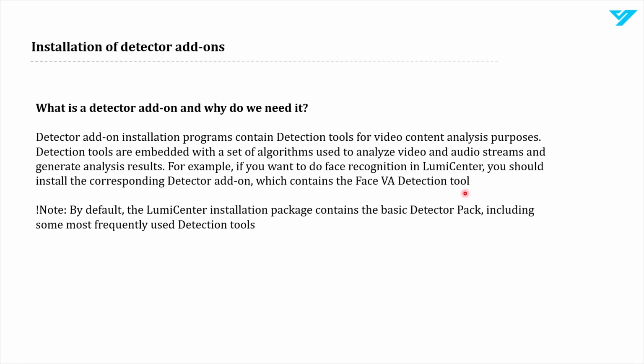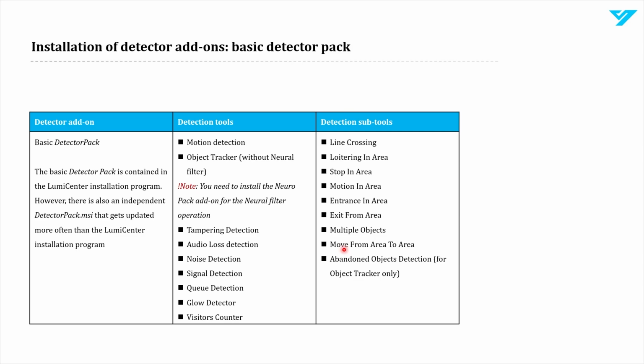By default, Lomi Center installation program contains the basic Detector pack, including some most frequently used detection tools. I'm not sure if you still remember, when we first installed Lomi Center, you have the option to install the basic Detector pack. So the basic Detector pack contains some most frequently used detection tools as follows. As you can see here, all these detection tools are very classic.